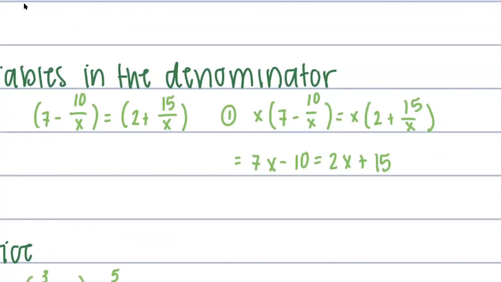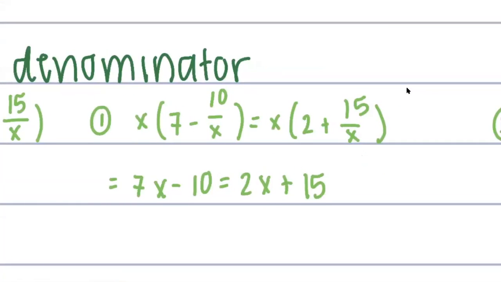So when you have a variable in the denominator, what you want to do is multiply by x so that you get rid of the variable in the denominator. So say your variable was a in the denominator, you would multiply by a, not x. So you would multiply by the variable that you have. The point of that is so that you can get rid of it in the denominator here.